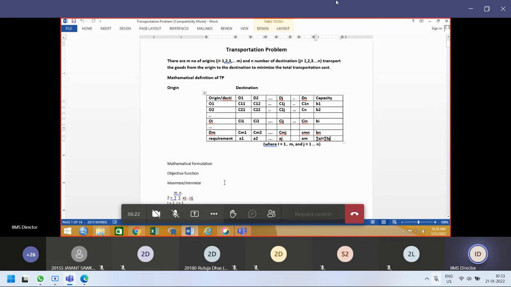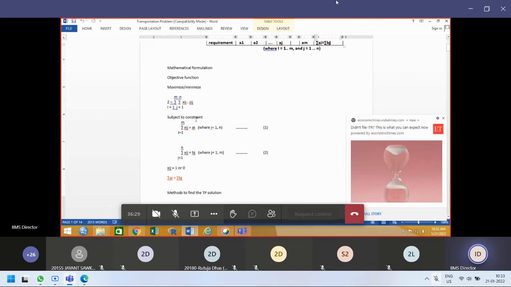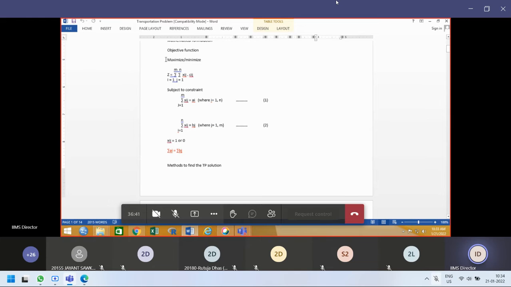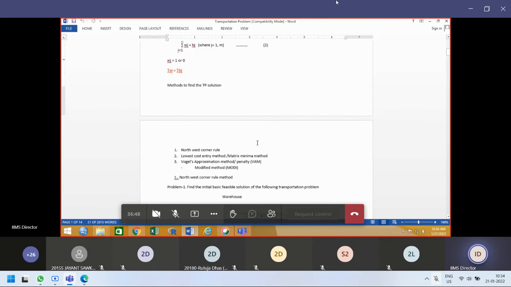Mathematical formulation. Again, same thing as I said, in case of transportation, there is an objective function and subjective constraints, right? Objective maximization or minimization, and there are n number of subjective constraints, because for as many variables, that many subjective constraints are there. Okay, let us keep it aside.